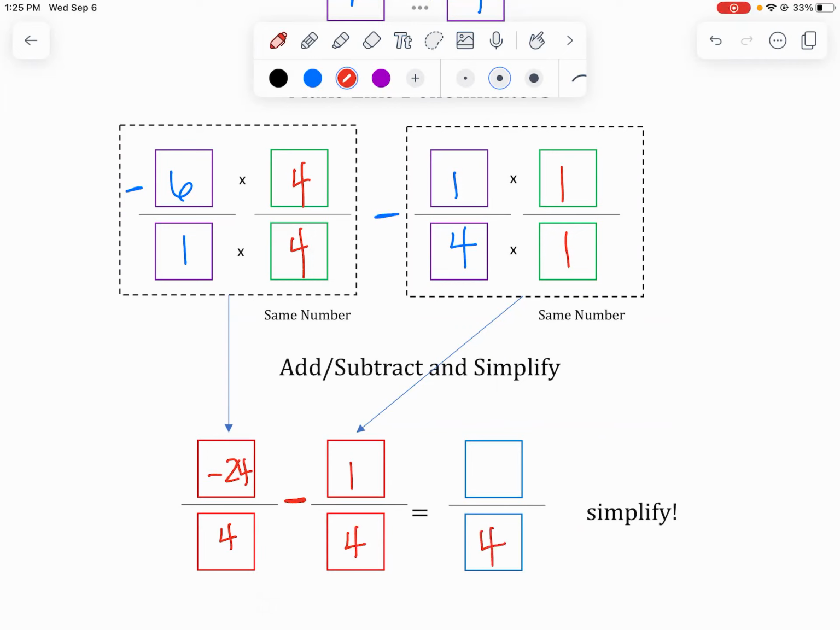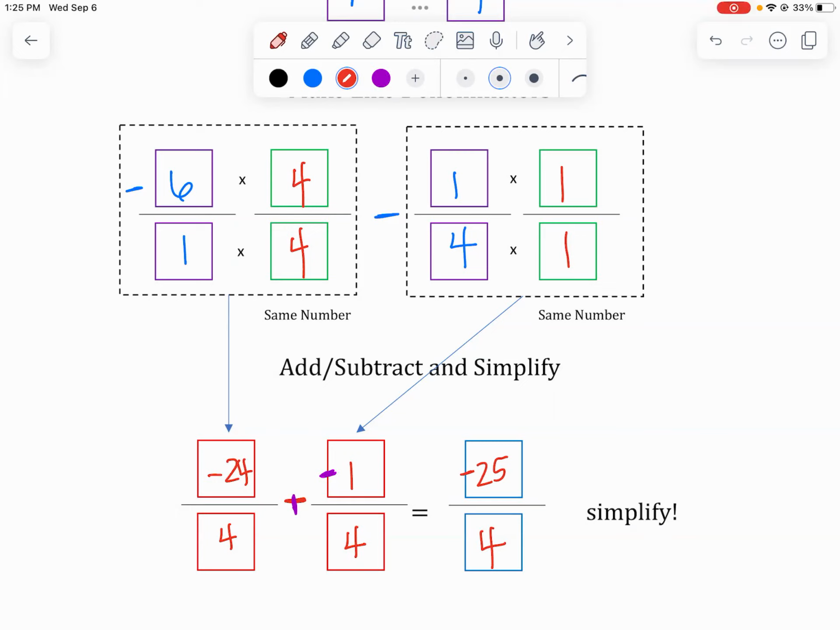So we know that our denominator is gonna be 4, but what about negative 24 minus 1? We did all of this work with adding and subtracting integers. Remember, subtracting is the same thing as adding the opposite. So what's negative 24 plus negative 1? Say that louder, Alexander. Negative 25. Good.